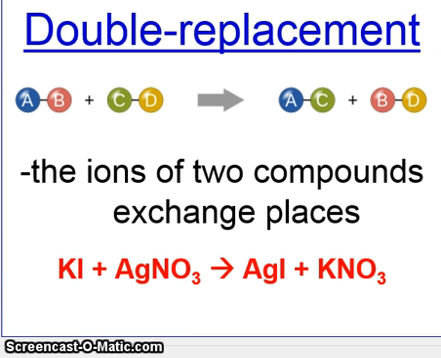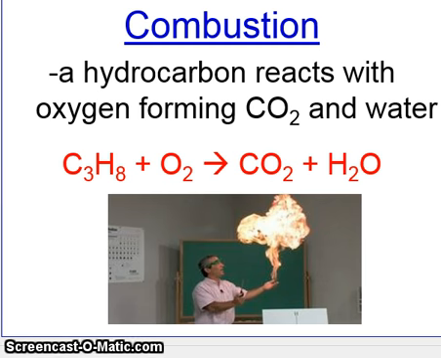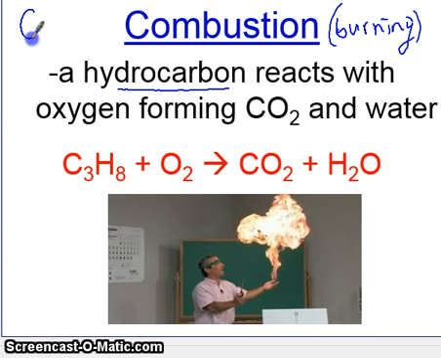The last one, the fifth reaction type, is called combustion. This one's probably the most familiar and the least like all the others. This one's actually the easiest to spot. Combustion is another word for burning. It's just a fancy word for something burning, like a piece of wood burning. And in combustion you have what's called a hydrocarbon. A hydrocarbon is a compound made of carbon and hydrogen. And this really is fuel. This is what fuel looks like.